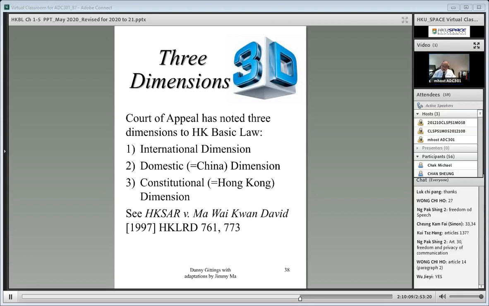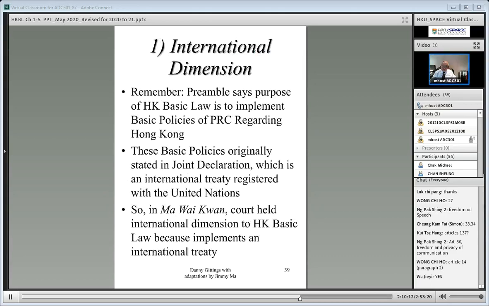These dimensions, the international dimension, you will see that the how is related to the basic policies that the PRC had undertaken, and that of course brings in the international, i.e. it is Hong Kong SAR representing herself to the rest of the world. Although these are basic policies which were stated in the Joint Declaration, it is an international treaty registered with the UN.